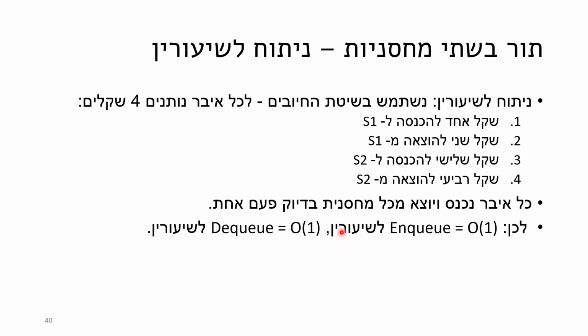So therefore, NQ and DQ are both O of 1 amortized, and we have just proved that all operations happen in O of 1 amortized, and is empty happens in O of 1 worst case. And just a reminder, in the worst case, NQ is always O of 1, so really this can be without amortized. It's really O of 1 worst case. And DQ is actually O of N worst case, but O of 1 amortized.